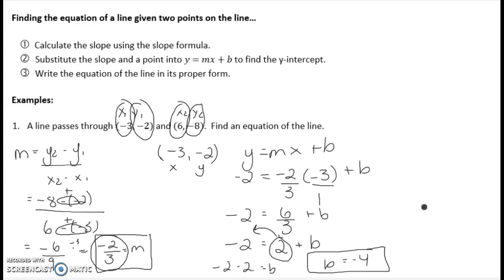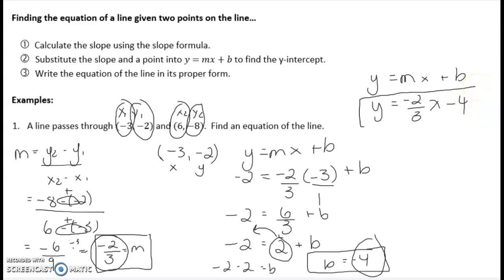Now, we're just going to fill this in, our last and final step. So y equals mx plus b in the perfect form. So we just have to fill in our slope and y-intercept. So our slope is negative 2/3, and my y-intercept is negative 4. So there's your final answer.